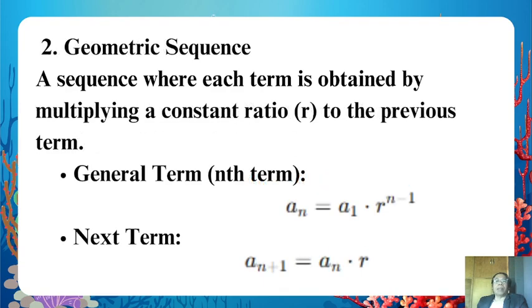And then the geometric sequence, a sequence where each term is obtained by multiplying a common ratio to the previous term. So the general nth term an is equal to a1 times r to the n minus 1. The next term is a sub n plus 1 is equal to an times r.